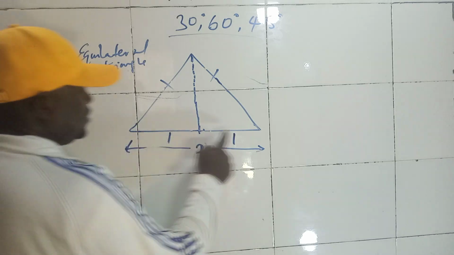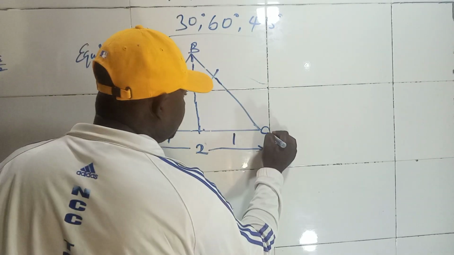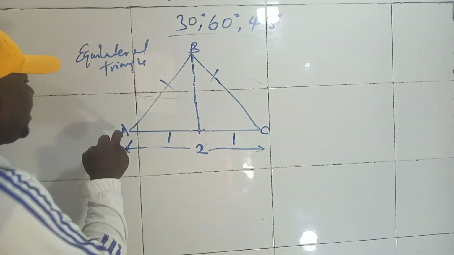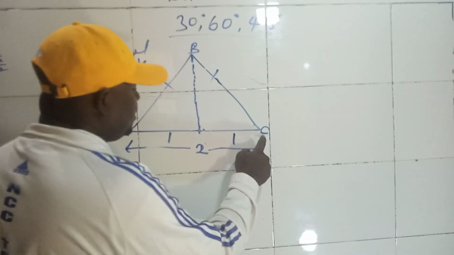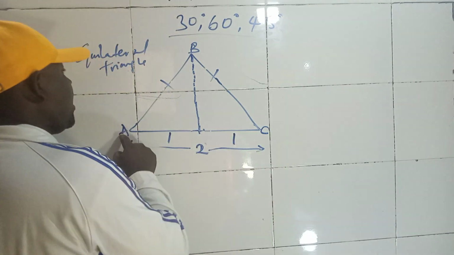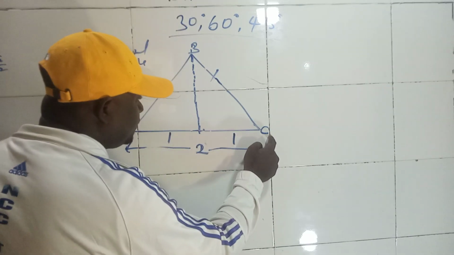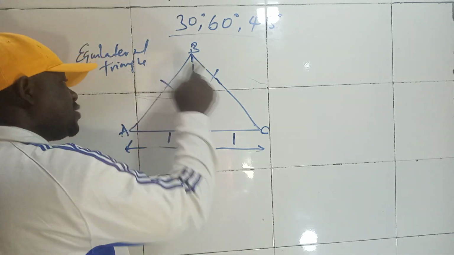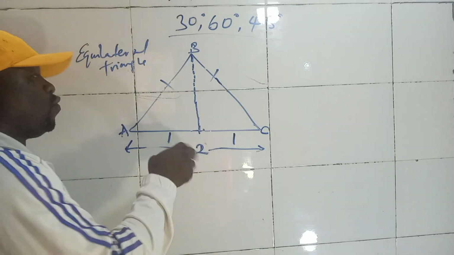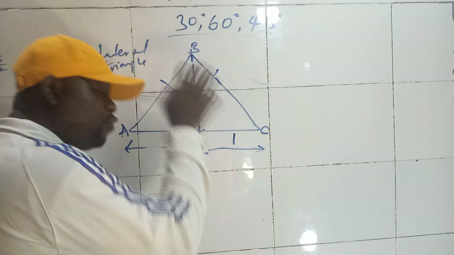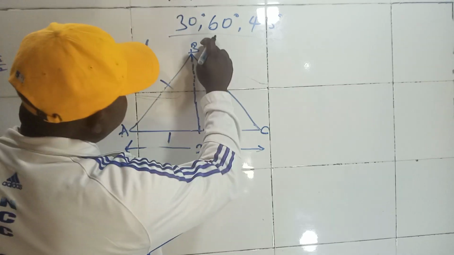Meaning from this side to this side, if I want to label it, I can say this is A, B, C. So from line A to C, it is 2. If A to C is equal to 2, what will now be A to B and B to C? It is an equilateral triangle, meaning all the sides are equal. Once all the sides are equal, then the interior angles will also be equal. So we have this to be 2. Definitely this one will also be 2.